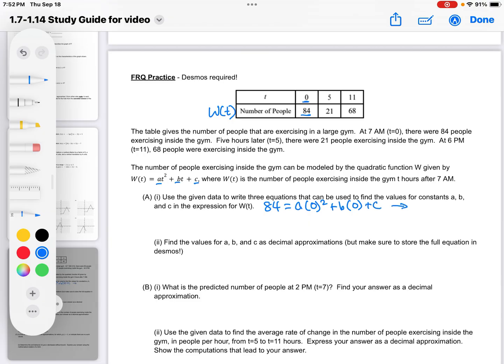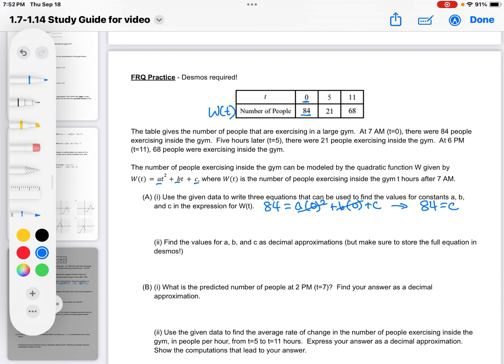Now that is enough to write an equation for that first one, but some of you may say, hey, wait a minute, the a term and the b term will ultimately just be 0, so could I just say that 84 equals c? And if you asked yourself that, you would be correct. You could write it like that, or you could have left it as I originally had it.